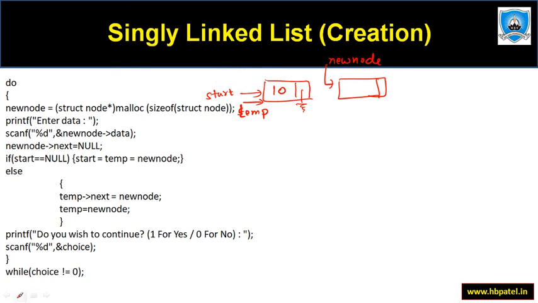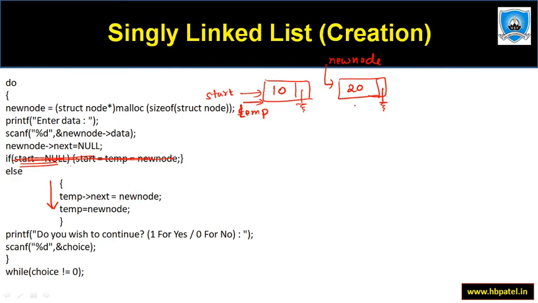Now, the second time, let us ask to enter data, and suppose you enter 20. Then new node arrow data equal to 20 and new node arrow next is equal to null. Let us set this also null. Now, if start equal to null, no, this time start is not equal to null because it is pointing to the very first location. So in this case it will enter the else part, it will not go in this part. So temp arrow next equal to new node.